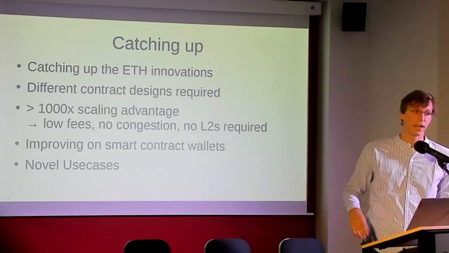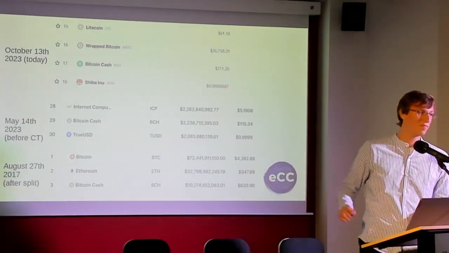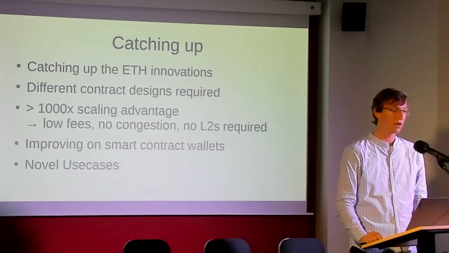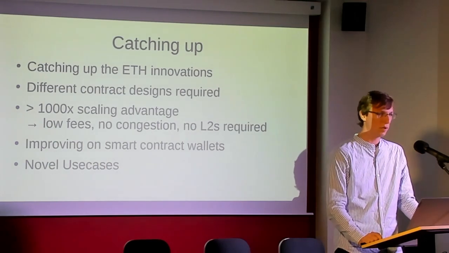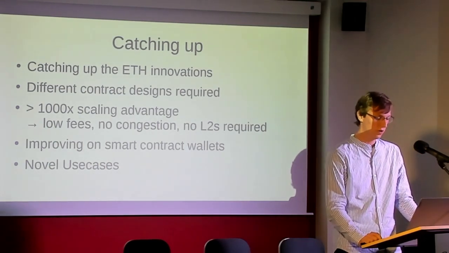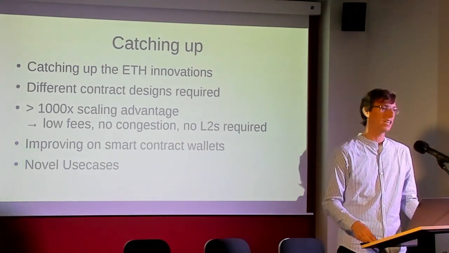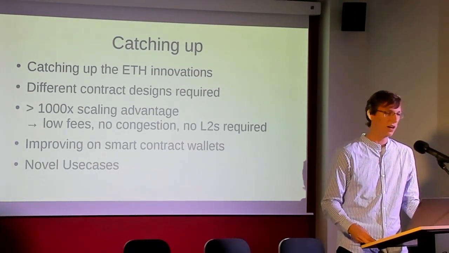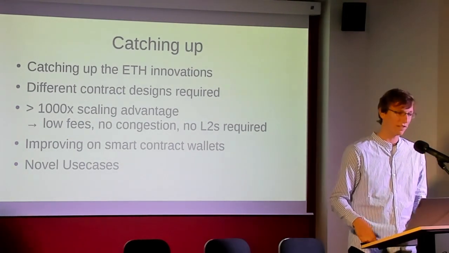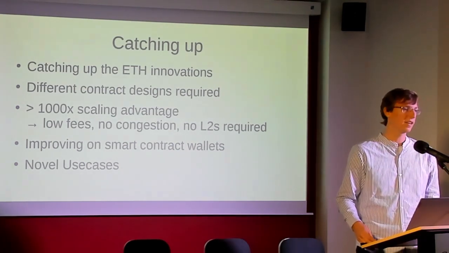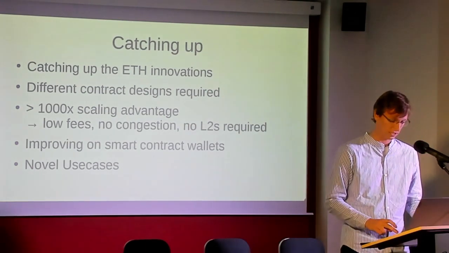And then the other catching up that we have to do in our big strategy to get back to these good places in the ranking is we have to improve on smart contract wallets. Like MetaMask is the de facto standard on Ethereum, but we can do much better starting anew with CashTokens. And then, of course, lastly, we can't only do what Ethereum already did, but with low fees. We also need our own novel use cases. So we can all speculate on what these novel use cases are. And I think prediction markets might be a big one of them, but we will still have to see what will be developed on CashTokens.